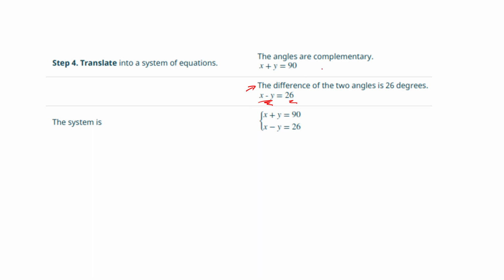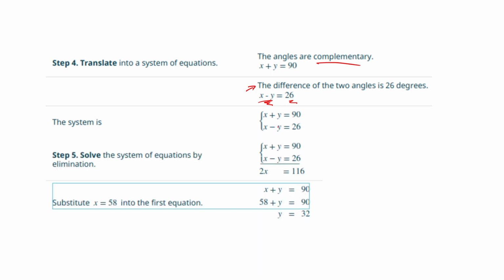Now, the one that they struggle to see is, like, where's the other equation? Well, the other equation is in the definition of complementary. We know that if we take these two angles, they add up to 90. And so I create this system of linear equations down here. And if you notice, we're already set up to eliminate the y. So all we have to do is add up. We get 2x equals 116 because the y's are gone.